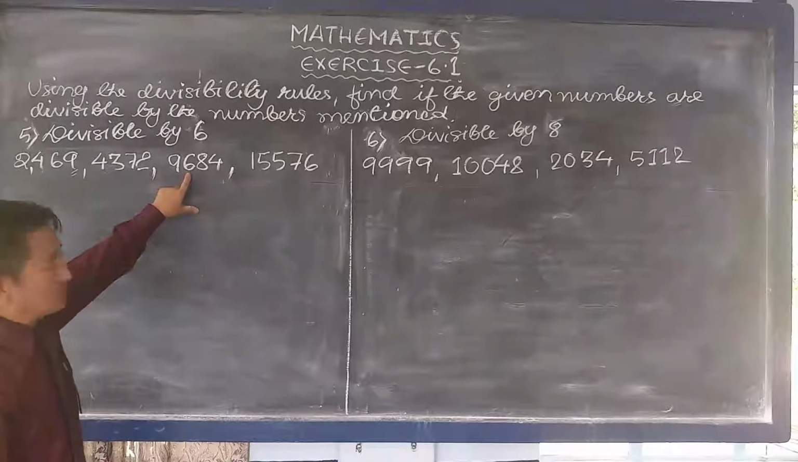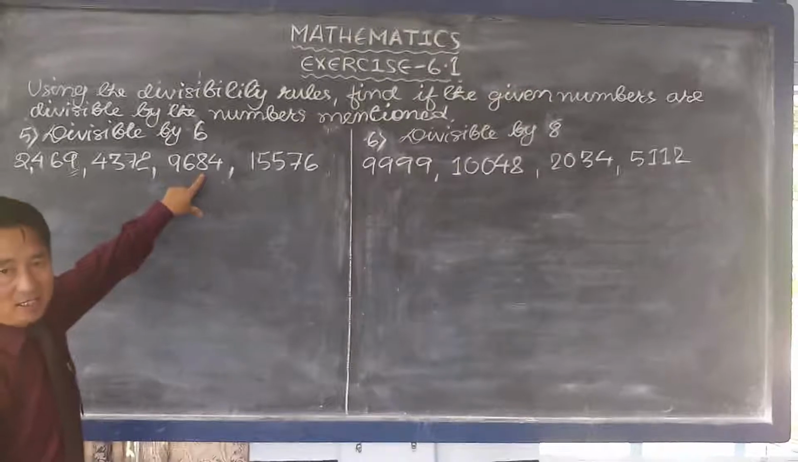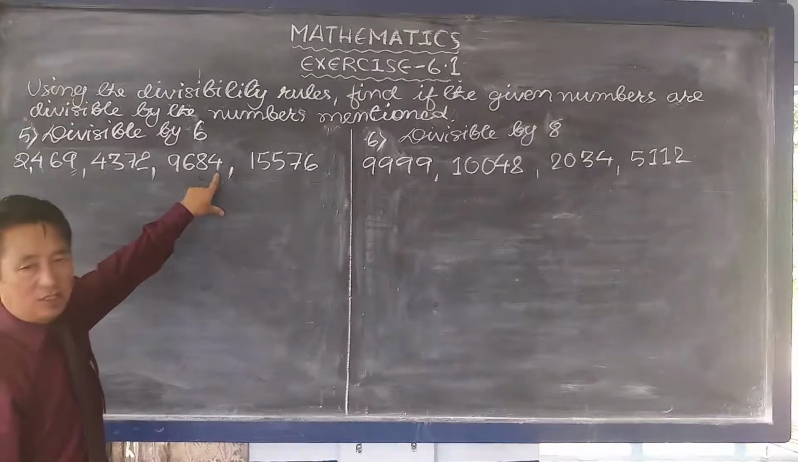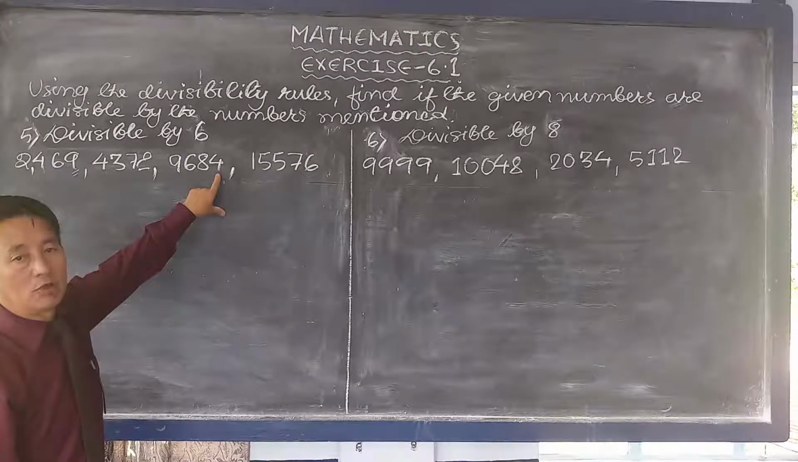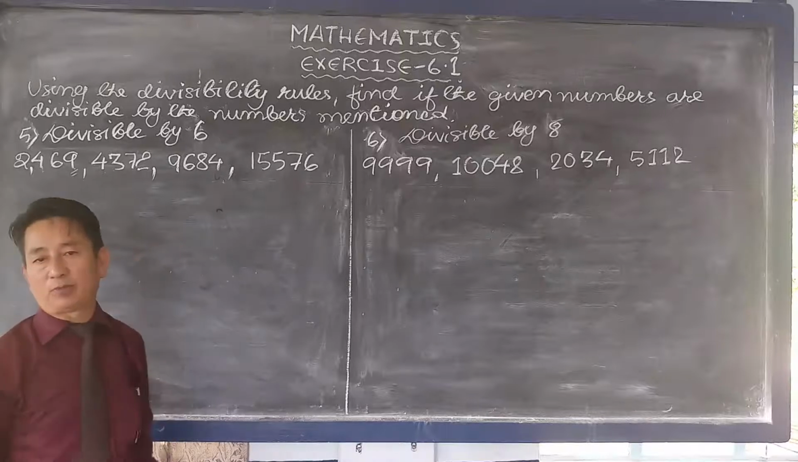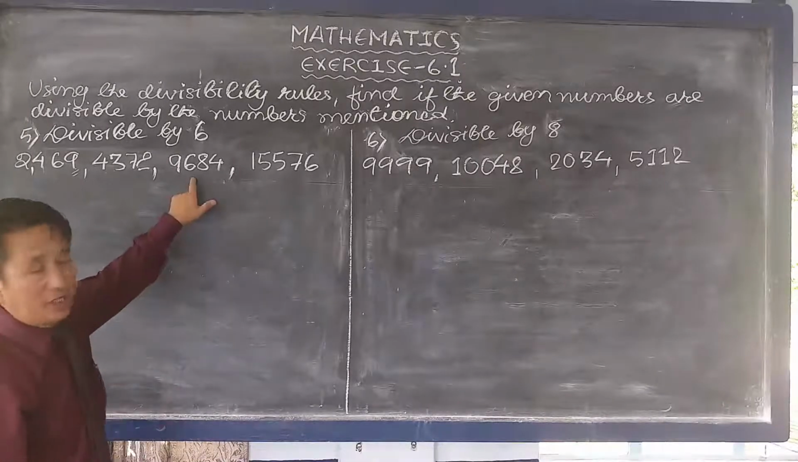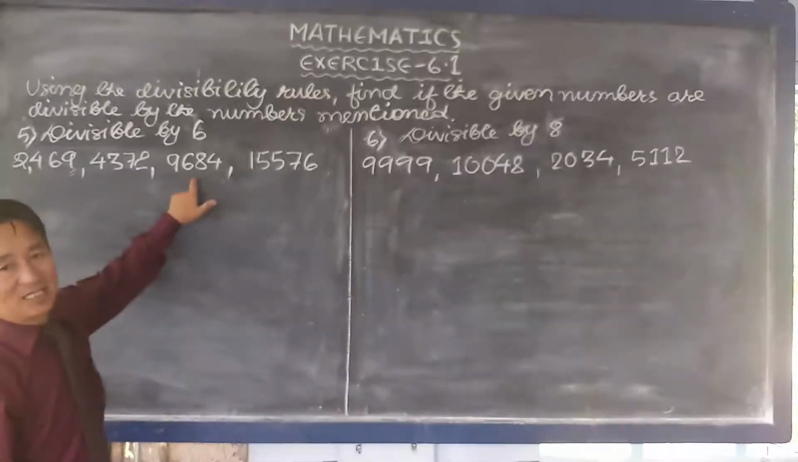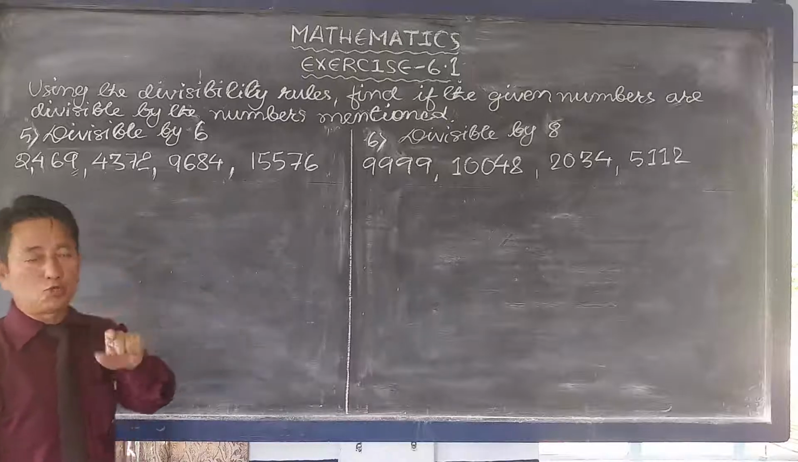Now here 9 plus 6, 15, 15 plus 8, 23, 23 plus 4, 27. 27 is a multiple of 3. So this number is divisible by 6 as it is divisible by both 2 and 3.